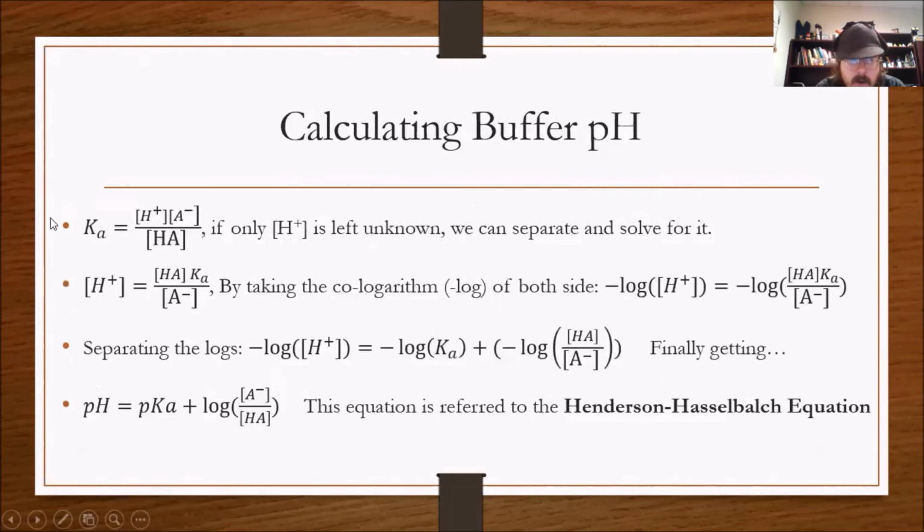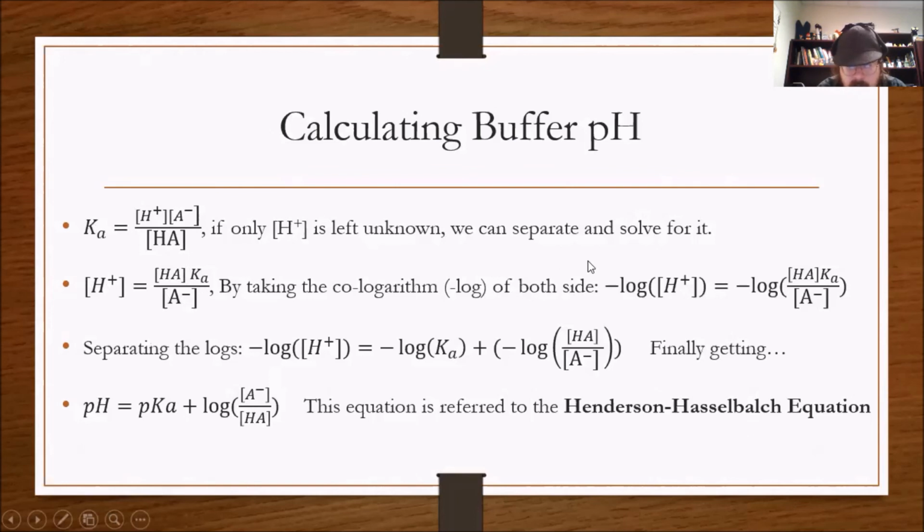So our equation is still this when we calculate this. The only difference is now only the H plus is unknown. We will know the A minus, we will know the HA. So we can actually make this a little bit easier. What I've done here is we multiply HA to both sides, we divide by A minus to both sides, so H plus is by itself.